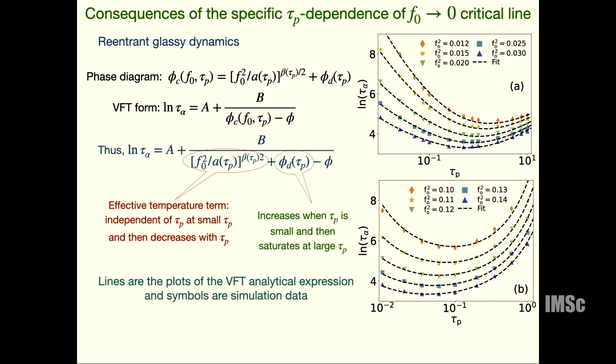Eventually this term becomes constant, and this term, this effective temperature like term, starts decreasing. So this will again increase the relaxation time. So because of this part it first decreases, and then because of this other part it again starts increasing. So in this plot the lines are the plot of this expression. All of these coefficients a, b, beta, phi d, etc., are already determined previously. So these are not simple fits, these are plots of that expression that we already had, and the symbols are the simulation data.